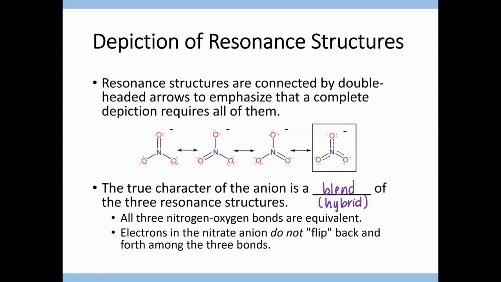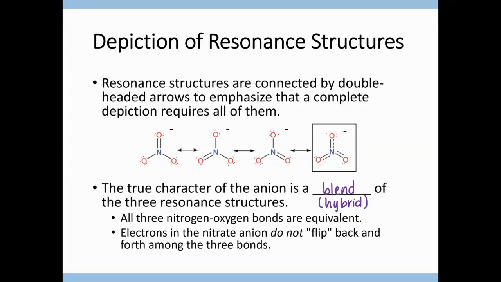Now, we haven't talked about this in detail, but single bonds are longer than double bonds. But experimentally, if you measure the bonds between nitrogen and oxygen in NO3 minus, their length is shorter than a single bond, but longer than a double bond. So it is somewhere in between. It is a hybrid of a single and double bond.